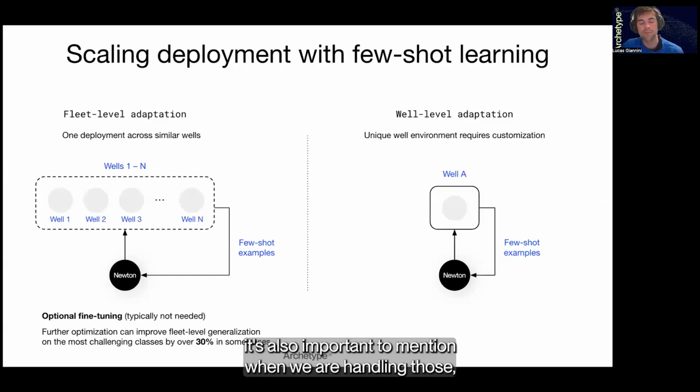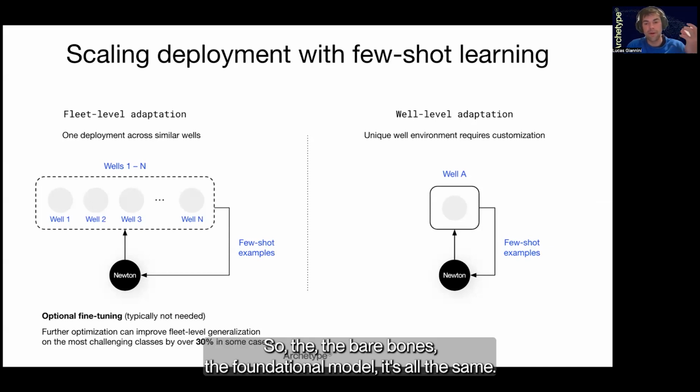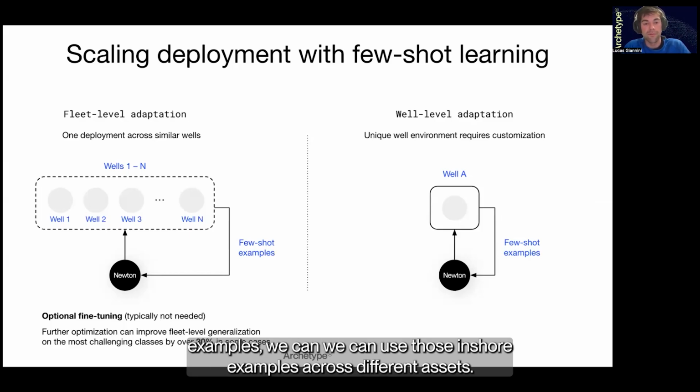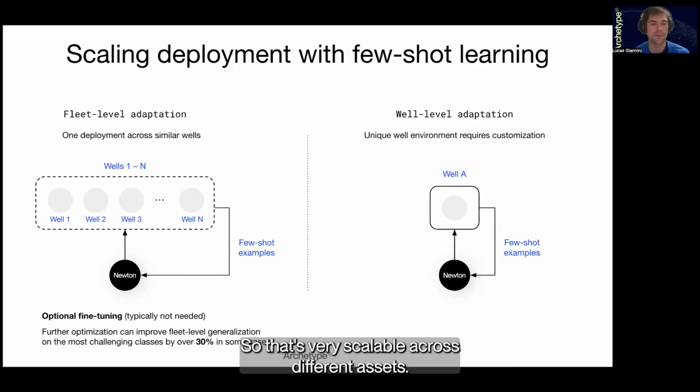One thing that it's also important to mention when we're working with n-shot examples, right, is that we can scale this across many different assets, right? So the bare bone, the foundational model, is all the same, and given the fact that we are basically providing it new shot examples, we can use those n-shot examples across different assets, right? So that's very scalable across different assets.